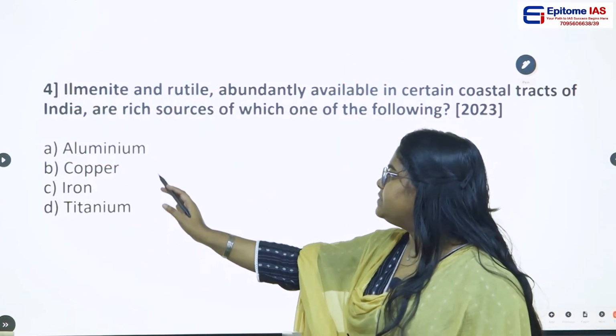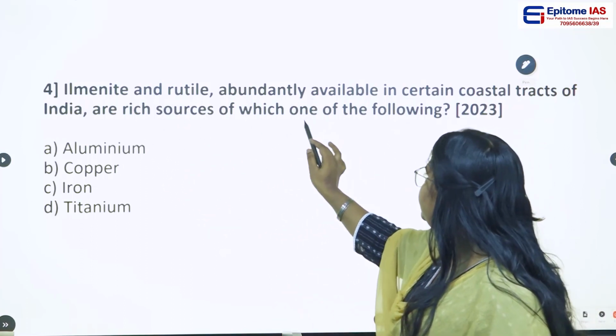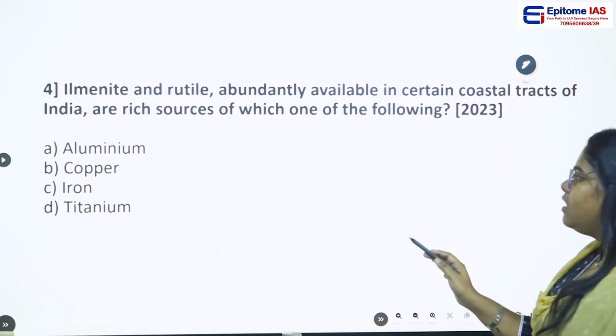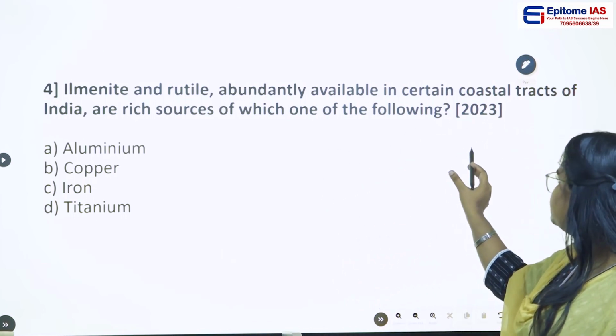So the next question. Ilmenite and rutile, abundantly available in certain coastal tracts of India, are rich sources of which one of the following?